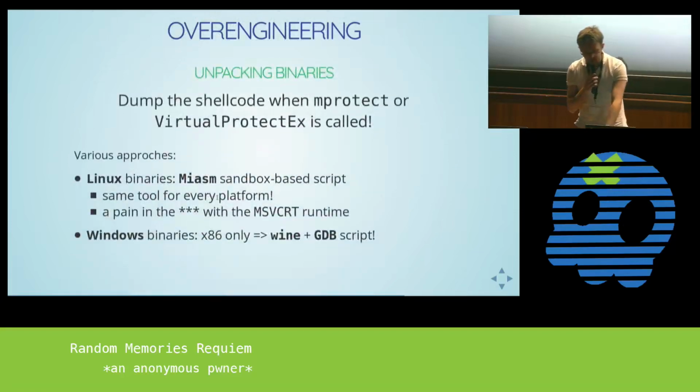So unpacking binaries, you can do this with many different things. We did this using Miasm for Linux binaries. The sandbox works for ARM, ARM64, and so on. The same tool can work for your platform, so it's quite good. But it just doesn't work with the Windows binaries because you need to handle all the Microsoft CRT runtime, and it just doesn't work. So there is a really nice way to do it: you can use Wine and GDB with a GDB script, you break on VirtualProtect, and you dump the shellcode, and that's it.